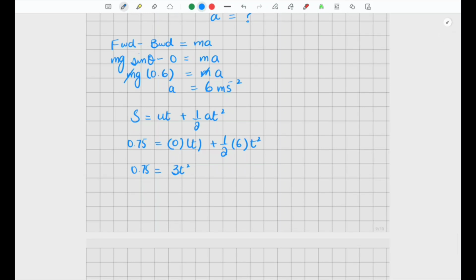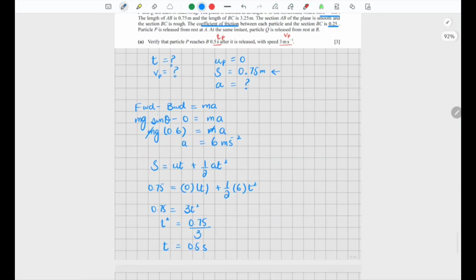And then t square would be equal to 0.75 over 3. So from this we will get t to be root of 0.25, and that would be 0.5 seconds. So this is the first thing that we needed to prove, and we have proved it. The time the particle reaches P is 0.5 seconds later.